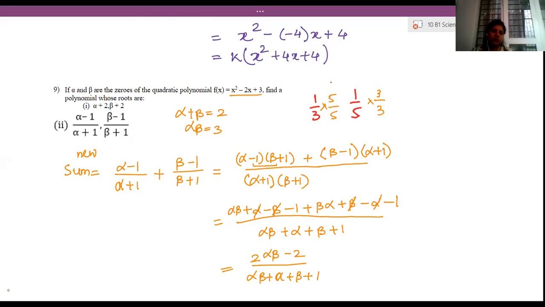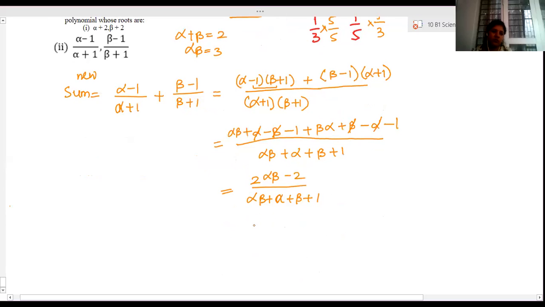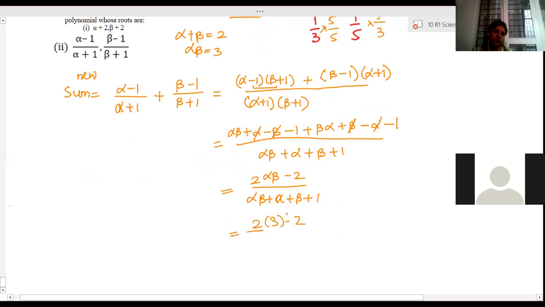So substitute these values here. This is 2 into 3 minus 2 divided by alpha beta is 3 plus 2 plus 1. 6 minus 2 is 4, 5 plus 1, 6. This is equal to 2 by 3, which is the sum.